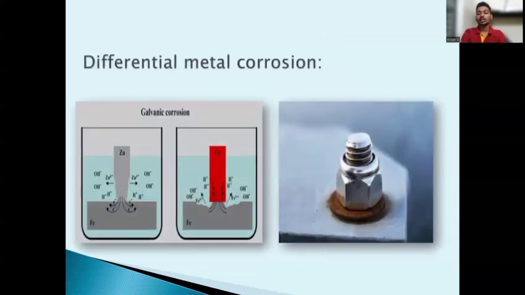Here there is a picture of bolt and washer. Here the washer gets corroded but the bolt doesn't get corroded because the washer is made up of iron and the bolt is made up of steel. The washer has lower electrode potential but the bolt has higher electrode potential. So iron gets corroded.